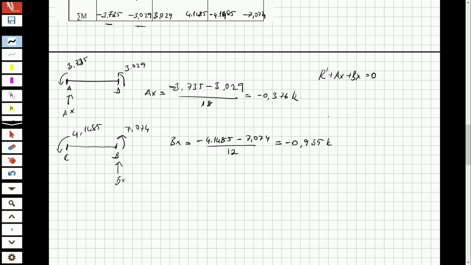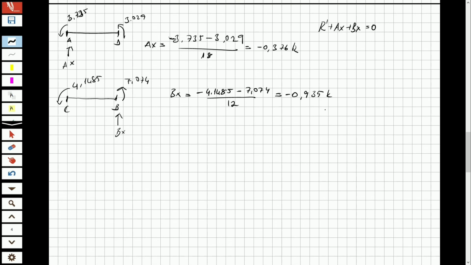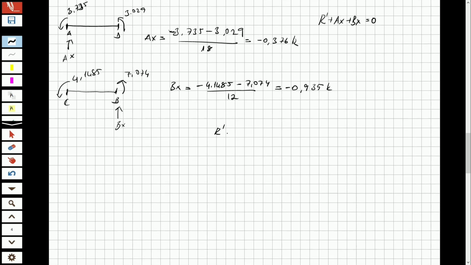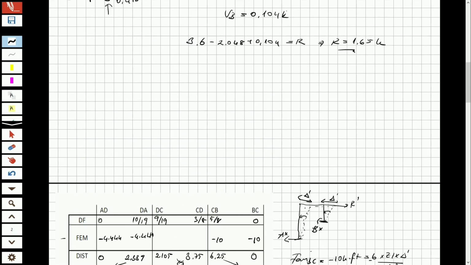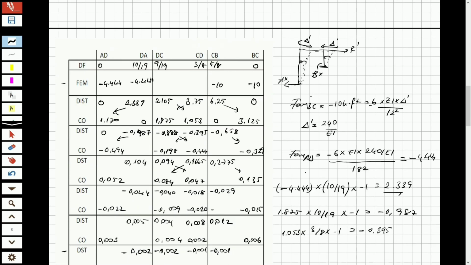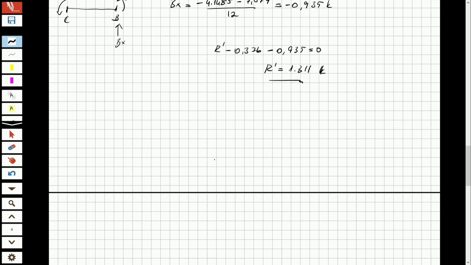Now I have my AX and BX. If I have AX and BX, I can calculate the R prime. Okay, what was R prime? R prime minus AX, what is AX? Minus 0.376 minus BX 0.935 equal to 0. So R prime is equal to 1.311. Okay, now I determined R prime also. I determined R before, here, and this is R prime. So let's find the moments that we need.